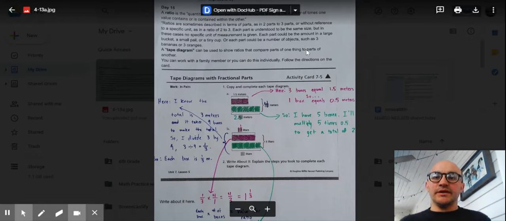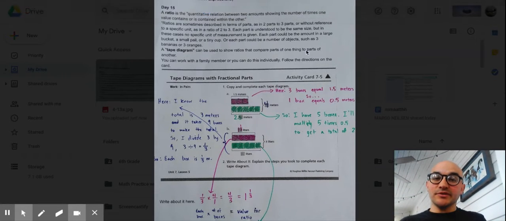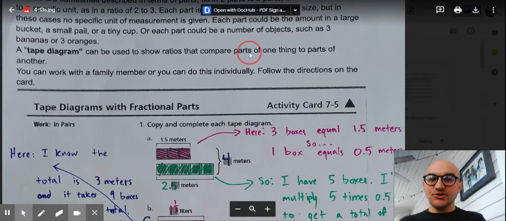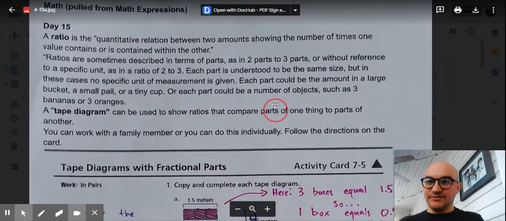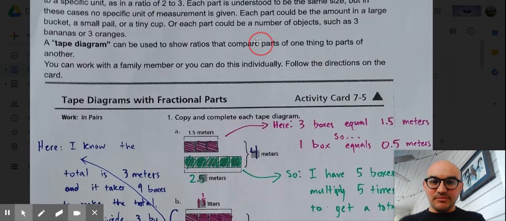I'm going to work with you on Monday, April 13th's work. This is the first page, the tape diagram page. It says Day 15 up top, and it's got these tape diagrams.